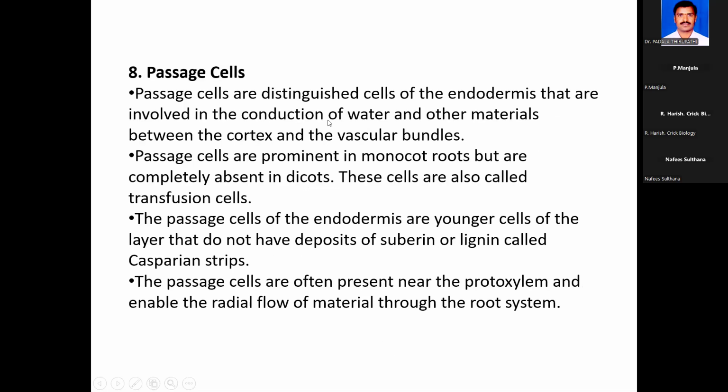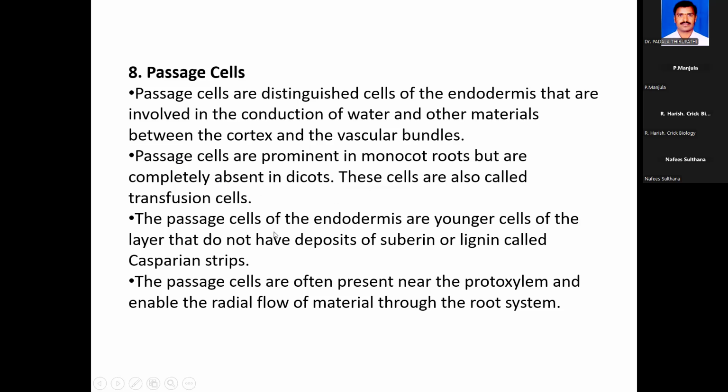Next one is the passage cells. Passage cells are distinguished cells of the endodermis and are involved in the conduction of water and other materials between the cortex and the vascular bundle. They mainly help in the conduction of water and nutrients. The passage cells are prominent in monocot roots, but are completely absent in dicots. These are also called transfusion cells.